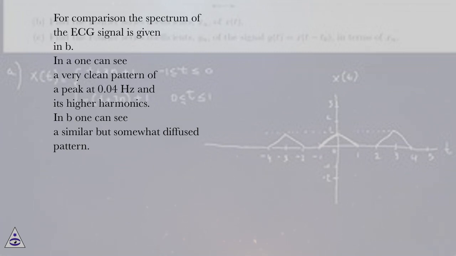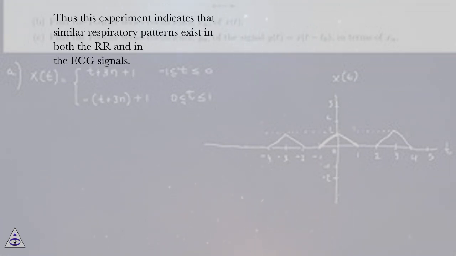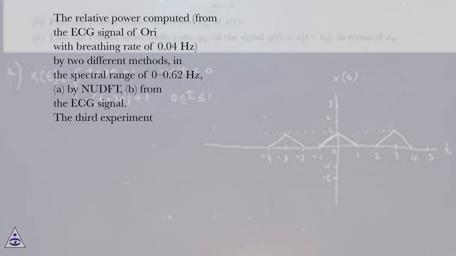In A, one can see a very clean pattern of a peak at 0.04 Hz and its higher harmonics. In B, one can see a similar but somewhat diffused pattern. Thus this experiment indicates that similar respiratory patterns exist in both the RR and in the ECG signals. The relative power computed from the ECG signal of ORI with breathing rate of 0.04 Hz, by two different methods, in the spectral range of 0 to 0.62 Hz, A, by NUT, B, from the ECG signal.